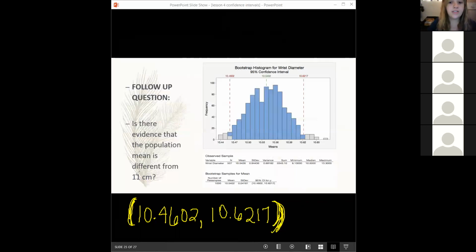So it's saying, is it different from 11 centimeters? 11 centimeters is going to be out here. We're not confident that it's out here. So is there evidence that the population mean is different from 11? Well, yeah, because 11 is not contained within this 95% confidence interval. So we can't say we're 95% confident that it could be 11. Well, I mean, it can be, but we're not confident that it is. So this answer would actually be yes. We do have evidence because all the numbers in here are different from 11. They don't include 11. So we do think that the population mean is different.